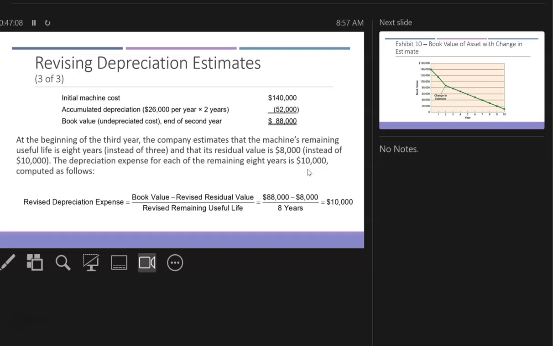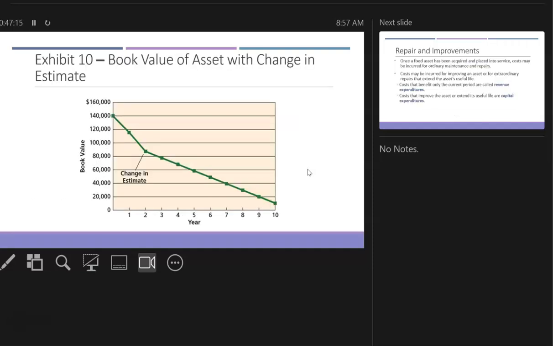Does that make sense? So, at that moment, when the company changed the figures, what happened here is done, but now we move forward with the new figures. Okay?